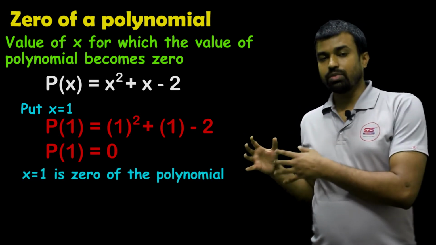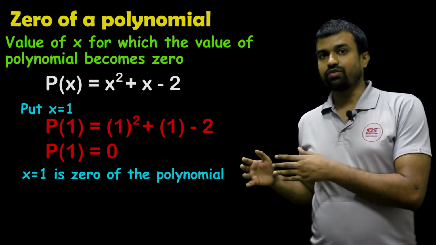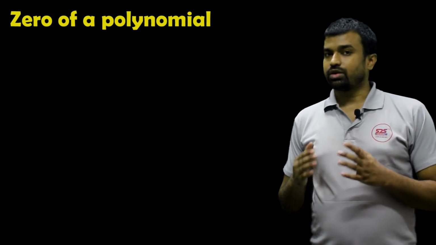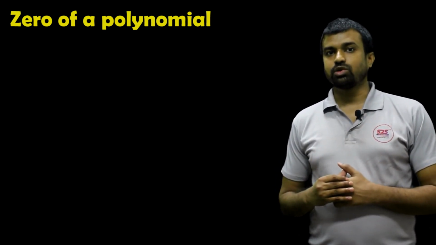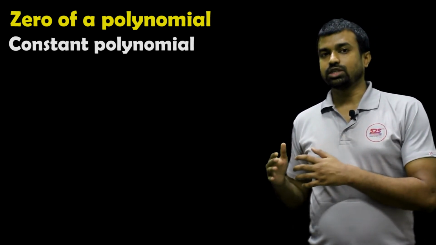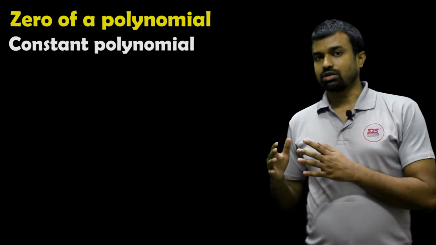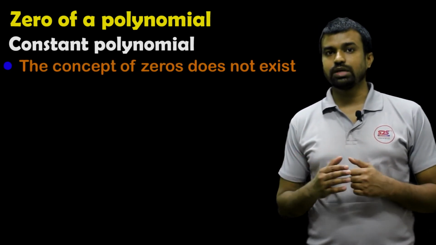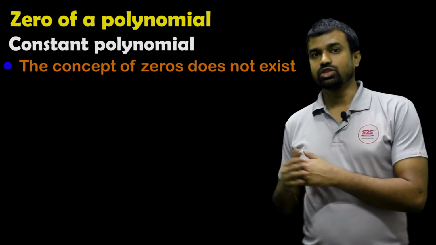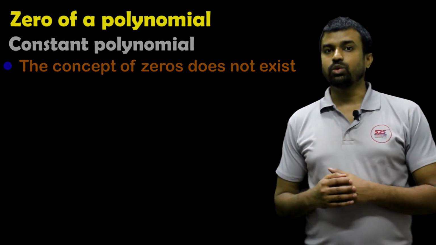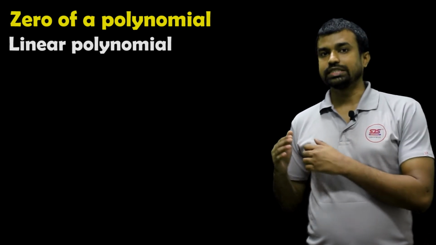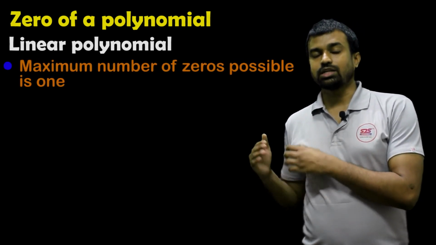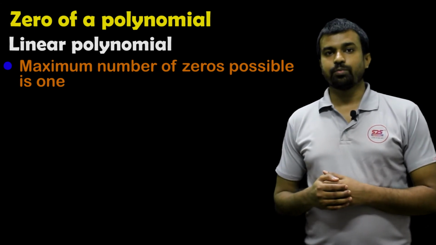The number of zeros can vary, depending on which type of polynomial it is. First, let's take a constant polynomial. If a polynomial is a constant polynomial, then the concept of zero does not exist here, because a constant polynomial is constant, it can't be 0. Then let's come to the linear polynomial. If a polynomial is linear, then the maximum number of zeros possible is equal to 1.